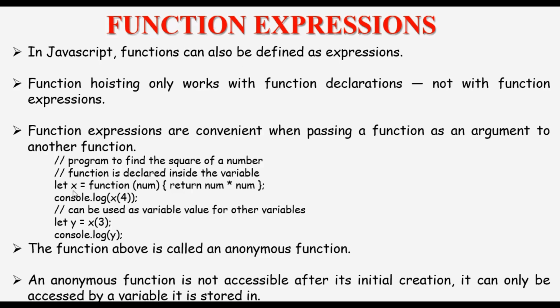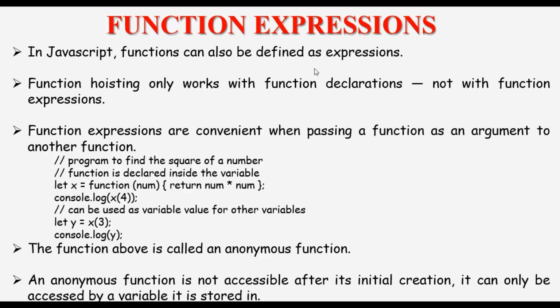On the right-hand side, you can see that in the function declaration, the syntax is function, the function name, and then parentheses and curly braces. In this case, our function is not given a name, so this function is called an anonymous function. We are declaring a variable and assigning it an anonymous function. So this is called a function expression.